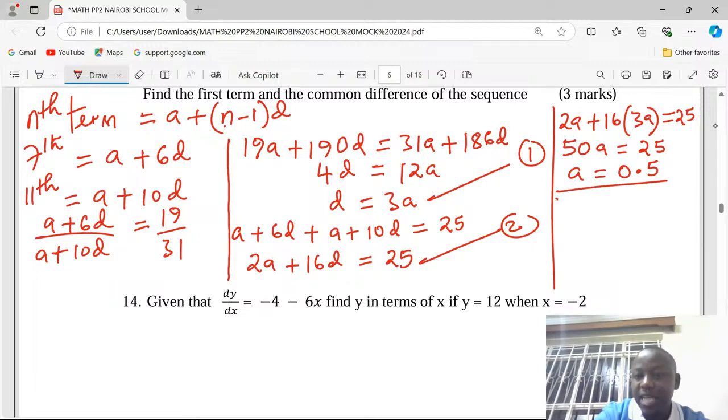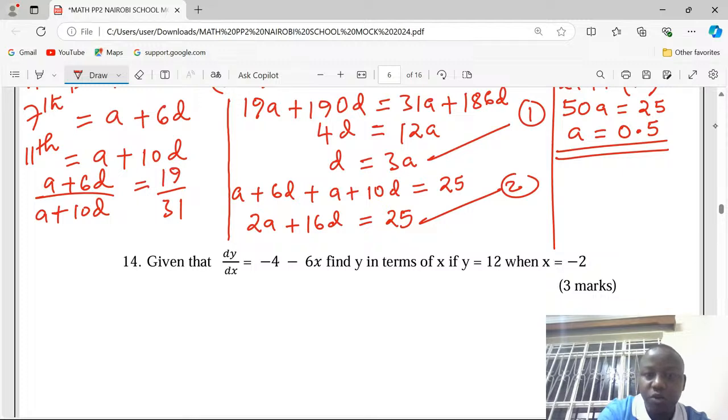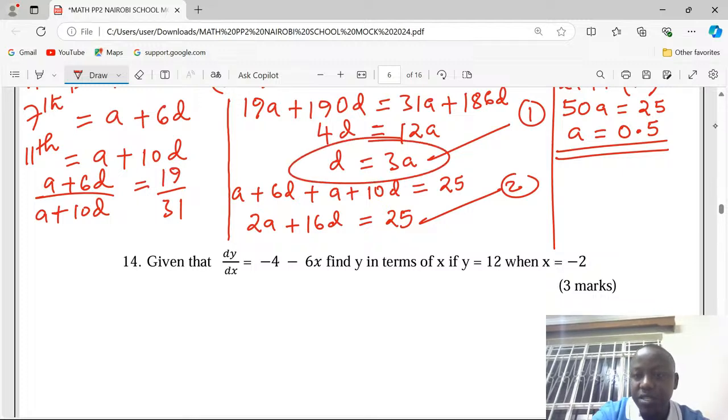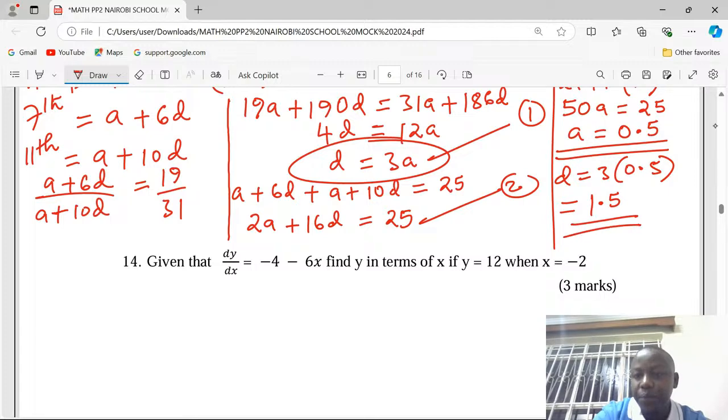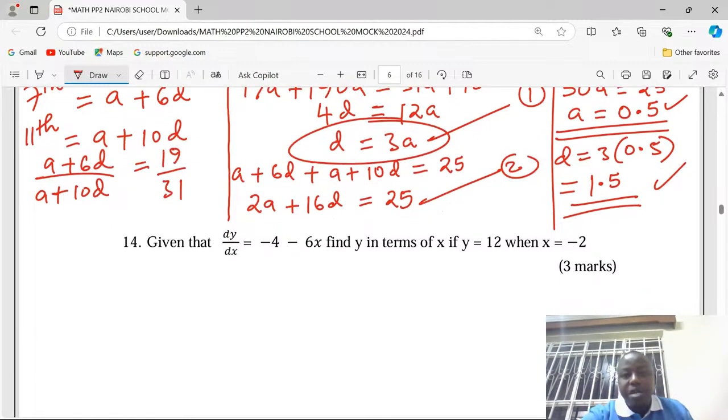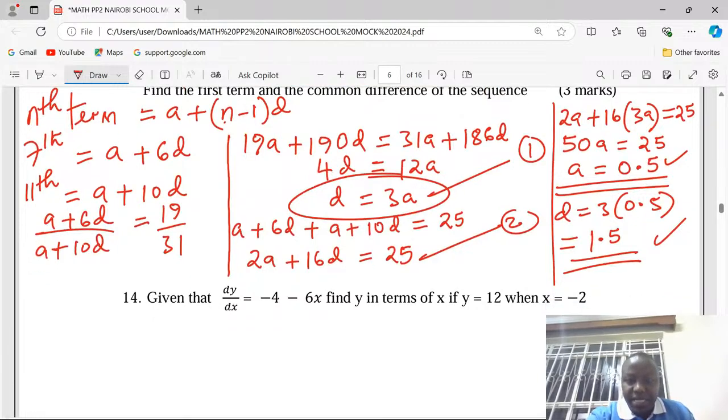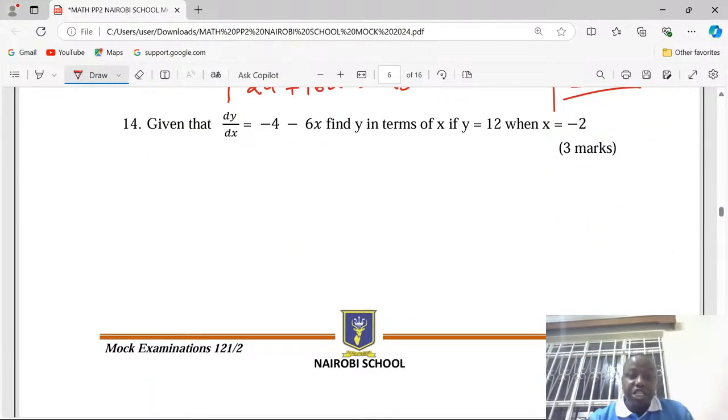So the first term has already been obtained. The next thing to obtain is the value of d. So d is going to be 3 multiplied by 0.5, and this will give us the value of d as 1.5. So the value of d and the value of a have already been determined. Let's go to number 14.